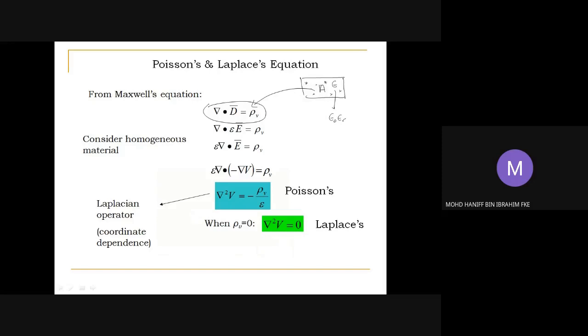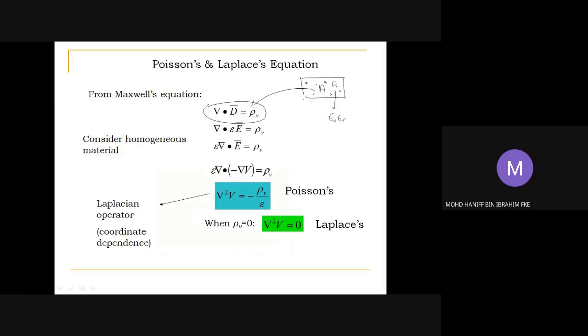For the development of Poisson's and Laplace's equation in this particular case, we assume that the material is homogeneous. But in reality, in the real world, we cannot have a homogeneous material, that's for sure. We are going to have inhomogeneous material in our real world. Okay, so back to this.